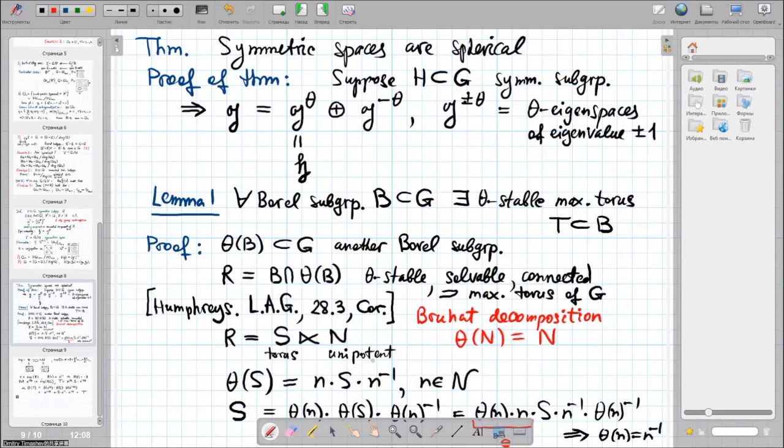This is because n is just the set of all unipotent elements in R. It is stable under all automorphisms. The unipotent subgroup is a characteristic subgroup. Exactly. The maximal unipotent subgroup in a solvable Lie group is a characteristic subgroup. It is important. It is just the set of all unipotent elements, and therefore it is characteristic.